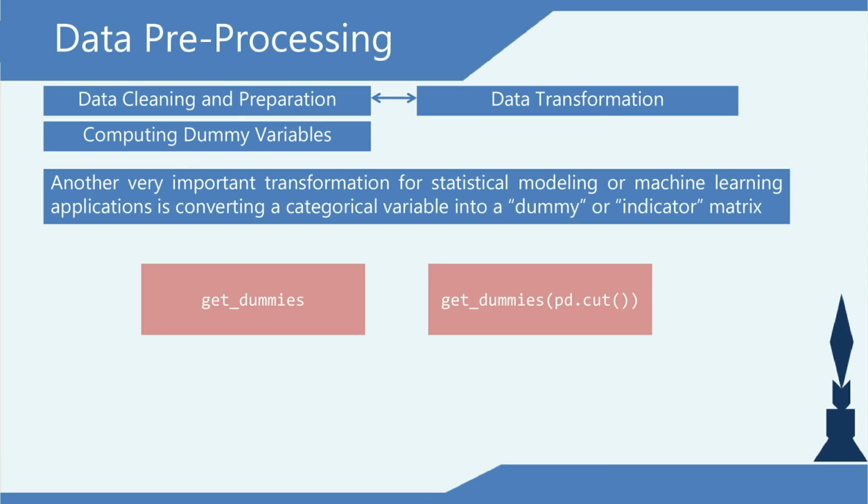Another very important transformation for statistical modeling or machine learning applications is converting a categorical variable into a dummy or indicator matrix. If a column in a data frame has k distinct values, we would derive a matrix or data frame with k columns containing all ones and zeros. Pandas has a get_dummies function to do this operation. For statistical applications, we can combine get_dummies with a discretization function like cut or qcut.